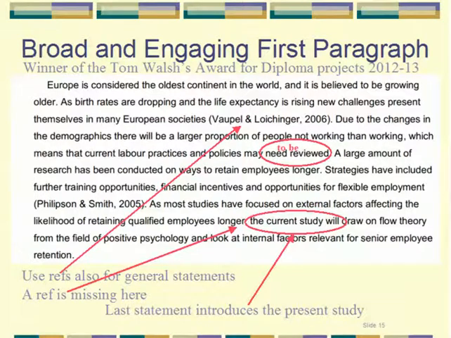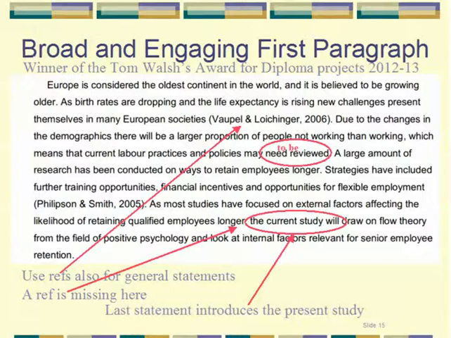Due to the changes in the demographics, there will be a larger proportion of people not working than working, which means the current labor practices and policies may need to be reviewed. So the student here is doing a very good job in setting the background for the investigation. Let's see what the investigation is all about, and we will know it by the end of this paragraph.